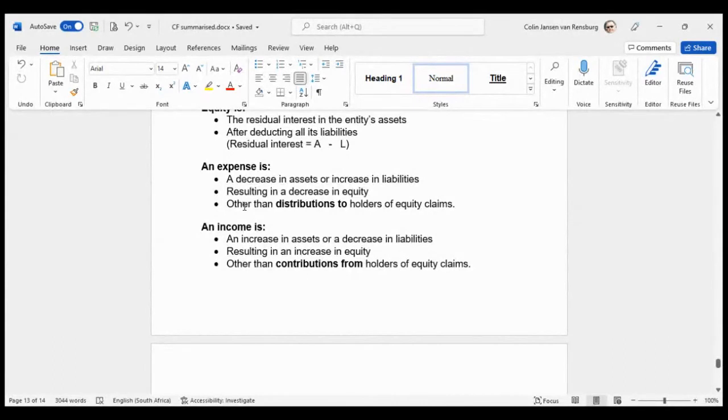But then again, that little proviso at the end: other than distributions to holders of equity claims, right? We're going to come back to that just now so that we can use an example. We now know that the holders of equity claims are the owners of whichever kind of business it is. So in the case of a sole proprietor or a partnership, drawings would be distributions to holders of an equity claim. So that does not qualify as an expense. Therefore, it is a distribution of retained earnings, as we shall see later on. So the decrease in assets or the increase in liabilities is not because we have distributed money to our owners, but rather because we have incurred an expense.